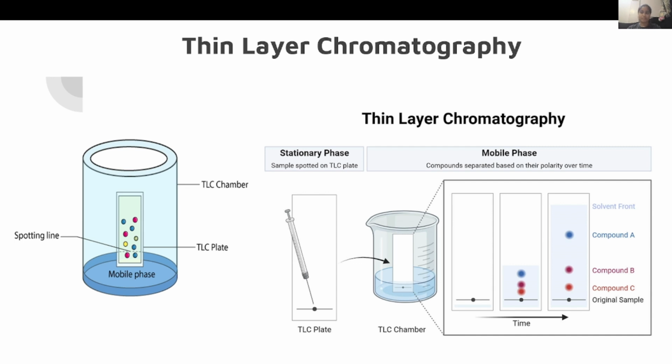Separation relies on relative affinity of compounds towards both the phases, that is stationary and mobile phases. Movement occurs in such a way that the compounds which have higher affinity to the stationary phase move slowly while other compounds travel faster. So, this tells us about the individual components from mixture which appear as spots.